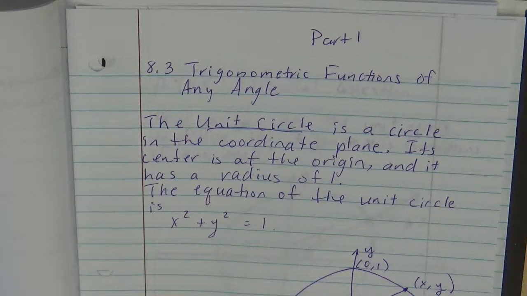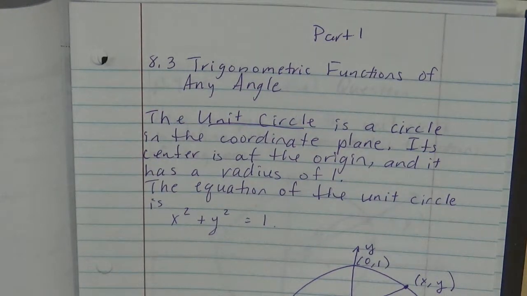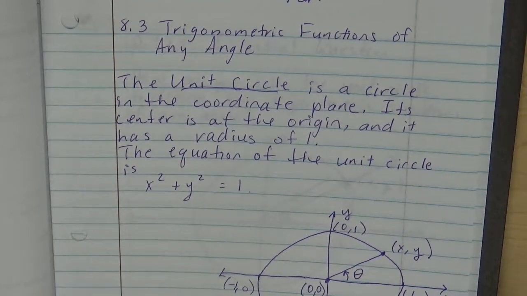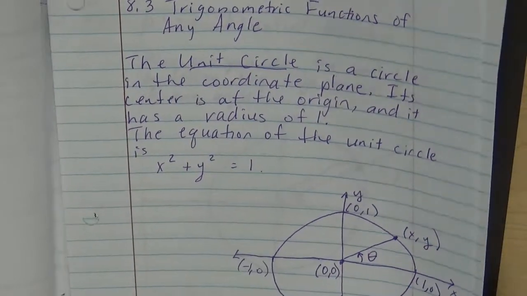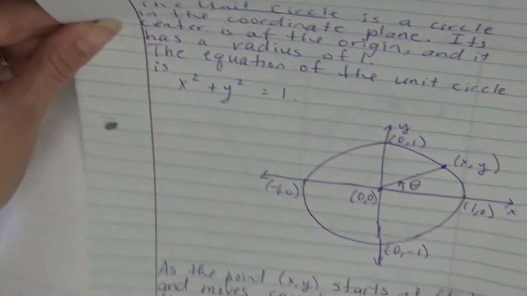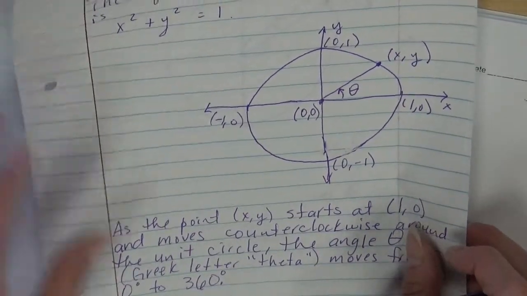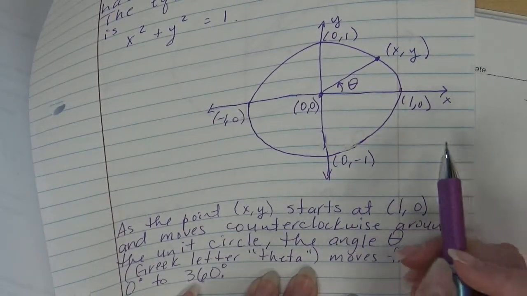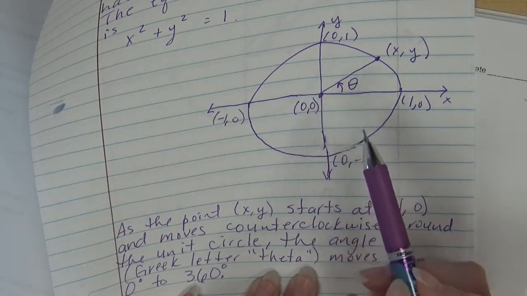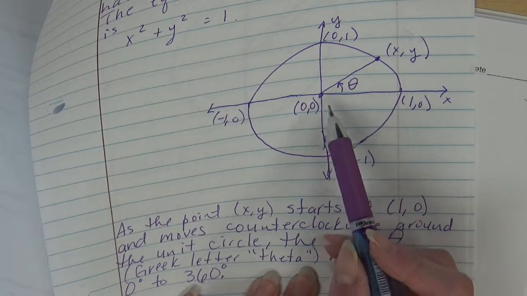We're going to start by defining the unit circle. The unit circle is a circle in the coordinate plane. Its center is at the origin, and it has a radius of 1. Here's a picture of the unit circle that I've drawn. You can see that it's just a circle in the XY coordinate plane. The center is at the origin, and the radius is 1.